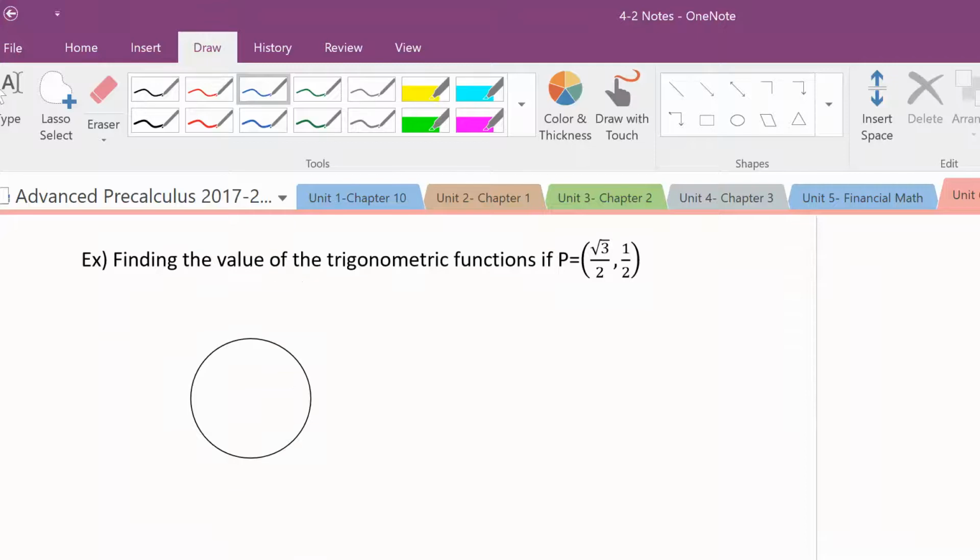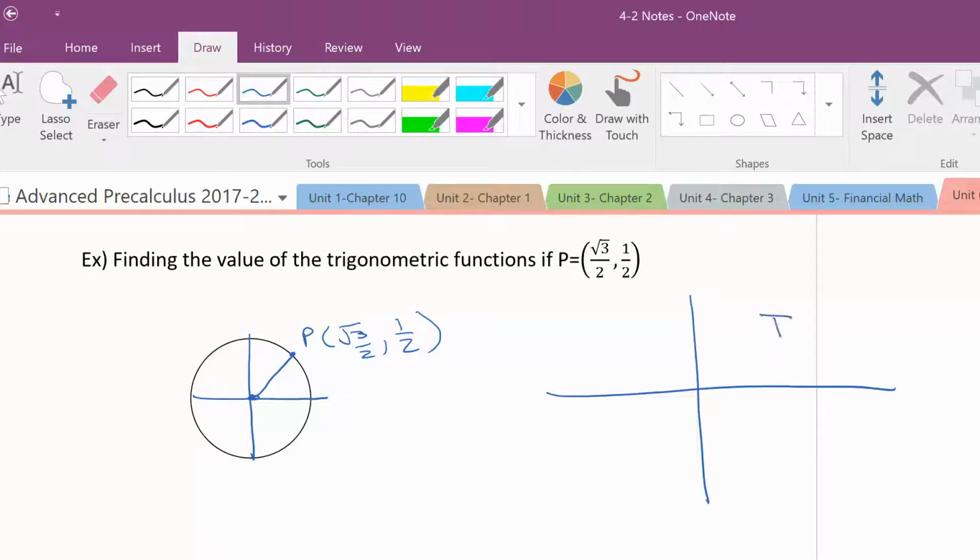So let's see how we can do this. If we give you that the angle intersects the point on the unit circle at (√3/2, 1/2), which is right here. And remember, with the quadrants, first quadrant, second quadrant, third quadrant, fourth quadrant, that x and y are both positive in the first, negative positive in the second, negative negative in the third, and positive negative in the fourth.